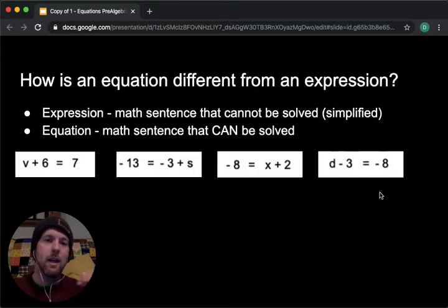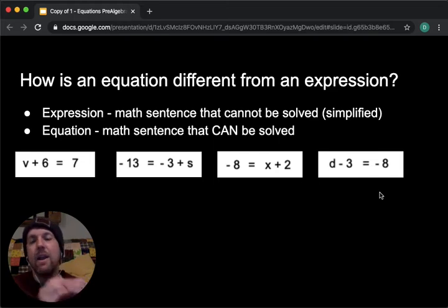Reviewing equations. Two words that we use almost interchangeably in math are equation and expression. An expression is just a math sentence: 1 plus 2, 6 times 14. It takes numbers and operations, or variables and operations. Those numbers and variables are called terms, and those operations are like the verbs. They tell us what we're doing.